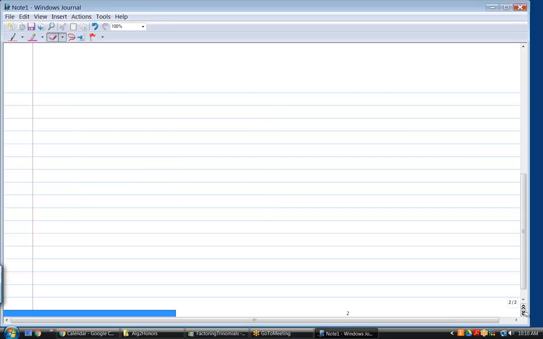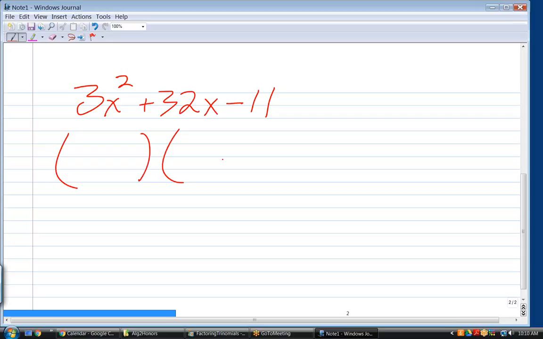Okay, now let's do a little harder one. Okay. So, again, the factors are going to be 3 and 1. 3x and x. Right. Okay. And then your signs are going to be 1 plus and 1 minus.